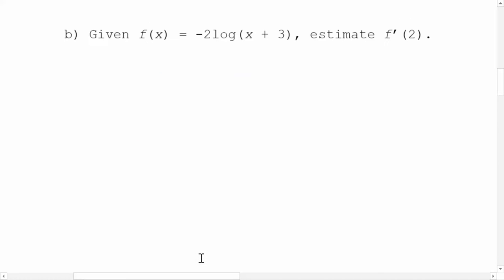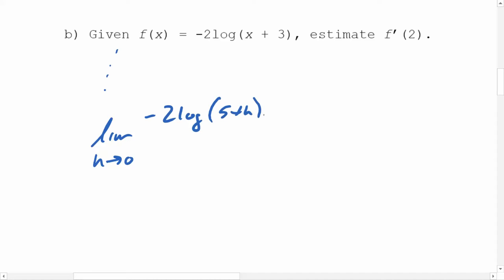Really get to a point, when you do this out, what's the wall you run into? You end up with the limit as h goes to 0 of what? Negative 2 log of what? 5 plus h plus 2 log 5, like that, all over what?